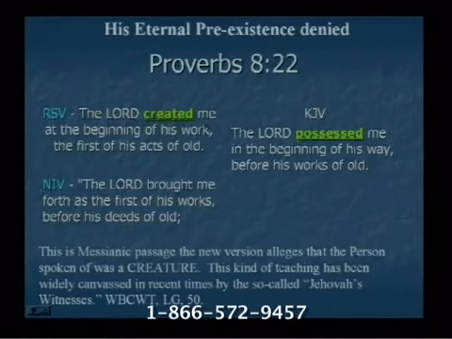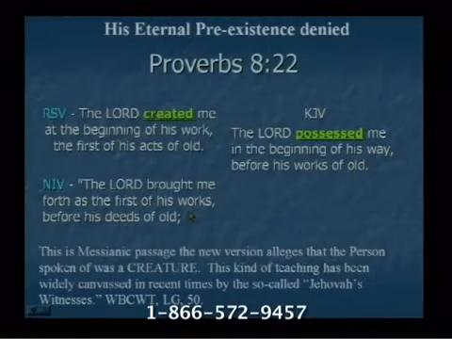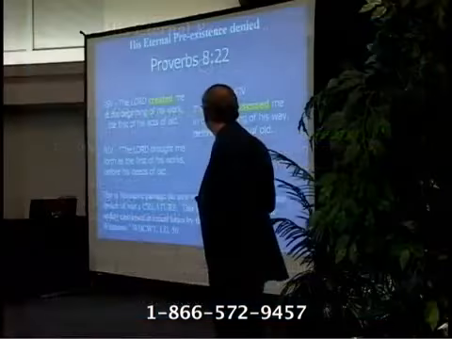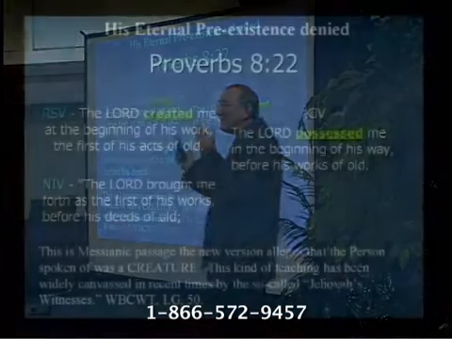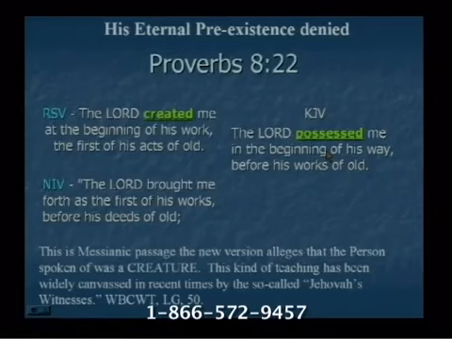RSV: the Lord created me at the beginning of his work. What is Jesus now? He's a created being. The NIV: the Lord brought me forth as the first of his works. What is he in the NIV? He's a created being. The King James: the Lord possessed me in the beginning. He was part of God in the beginning. So in the King James, he's God. Here he is a created being.